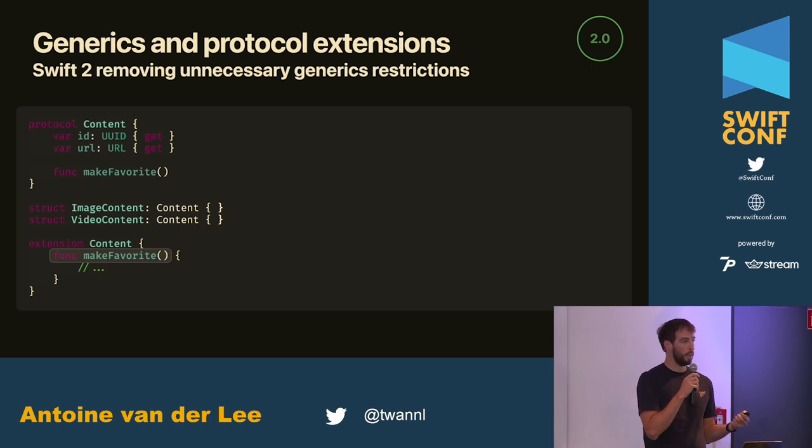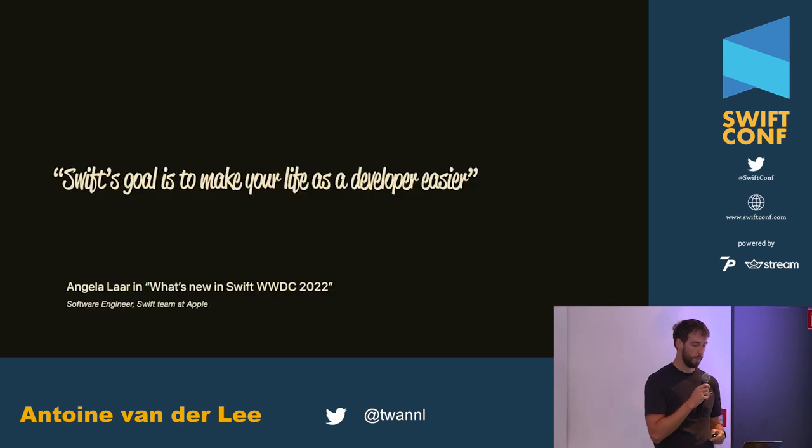And you might not realize that we're actually working with generics, right? We have a generic protocol Content and we extend it with the makeFavorite method. So it's almost as if you didn't notice. Swift's goal is to make your life as a developer easier. This is literally quoted from this year's WWDC session.